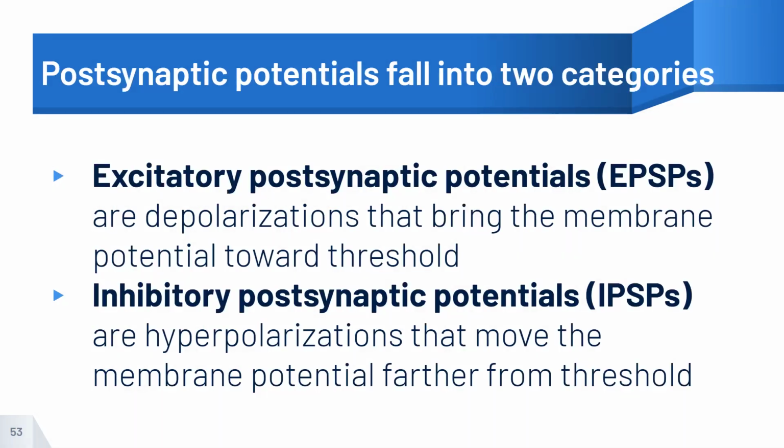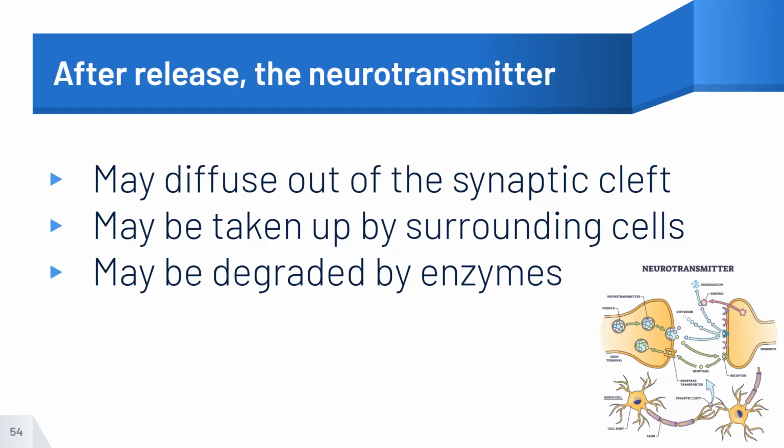So an excitatory postsynaptic potential is going to be depolarizations that bring it towards the threshold. And so if the threshold is met, then it's going to cause an action potential in the postsynaptic cell. But some signals are going to be inhibitory postsynaptic potentials, and so they're going to cause hyperpolarizations or move it farther away from the threshold, making it more negative inside the cell, and that's going to prevent an action potential from starting in the next cell.